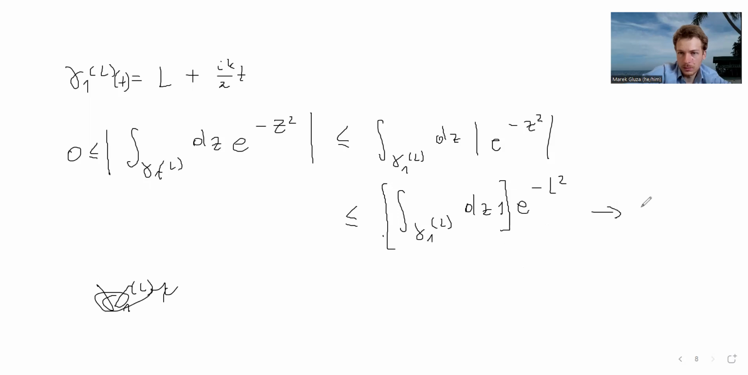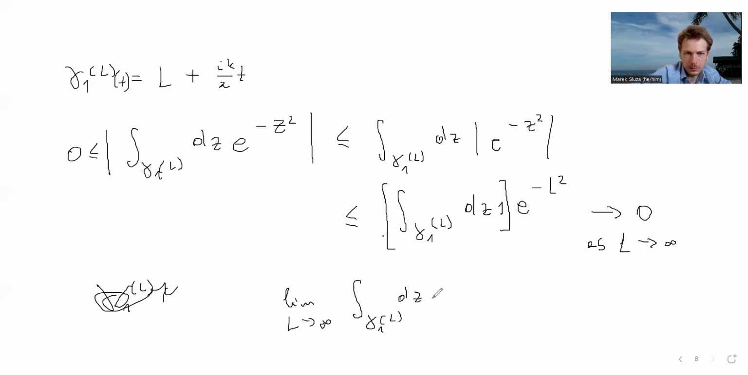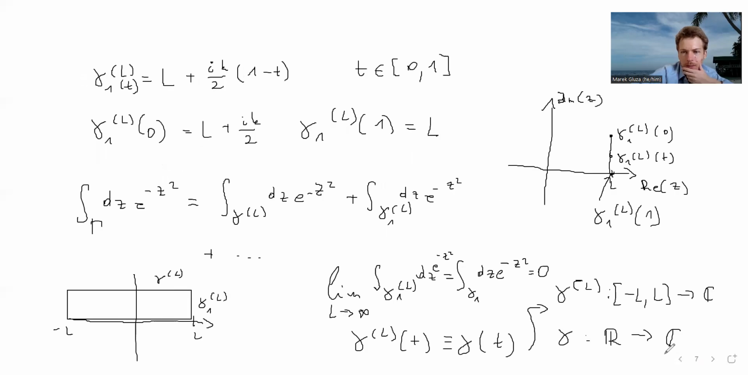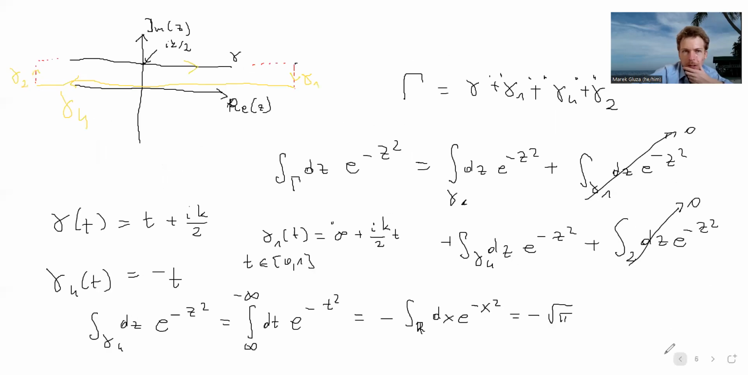we have that this goes to 0 as L goes to infinity, which means that the limit L to infinity of gamma 1 of L dz e to minus z squared is equal to 0, because we just push it towards the end, and then this suppresses it. That's the construction. So that's an overly careful proof of that. Good. So now we have the structure here.